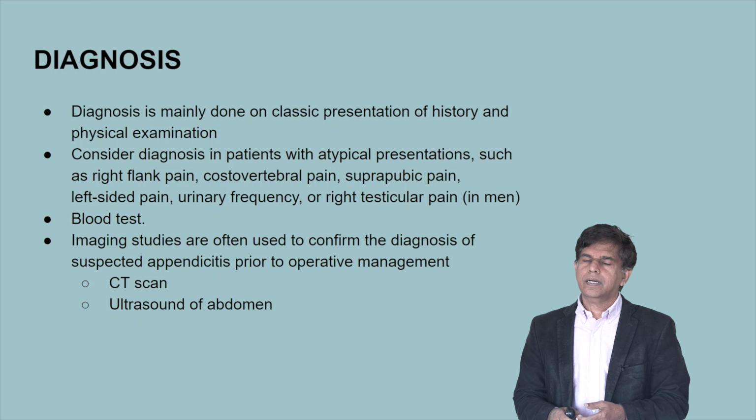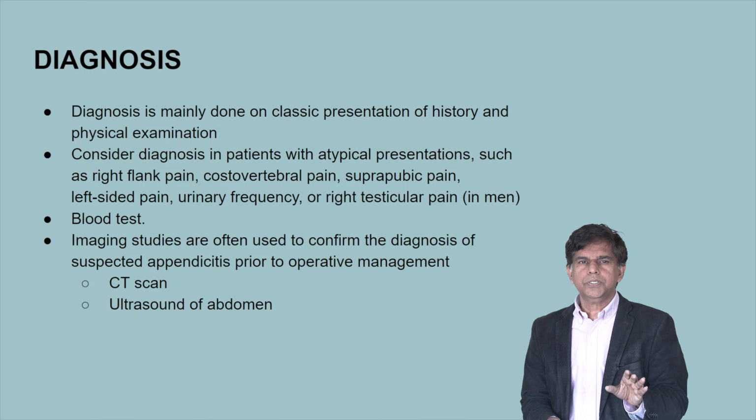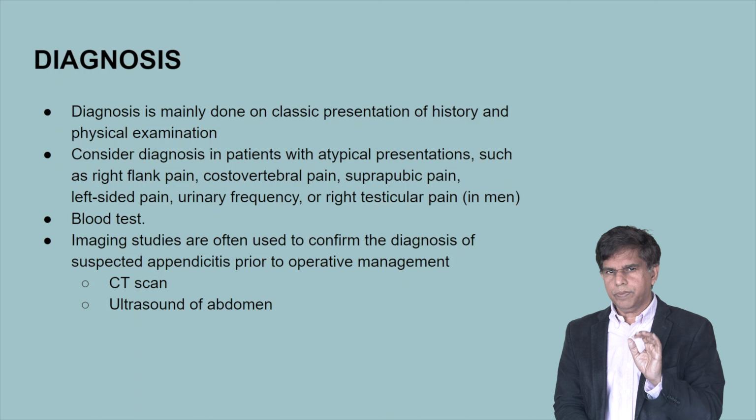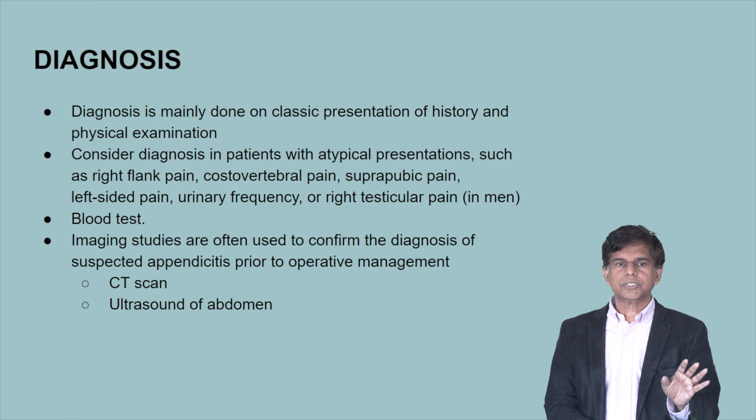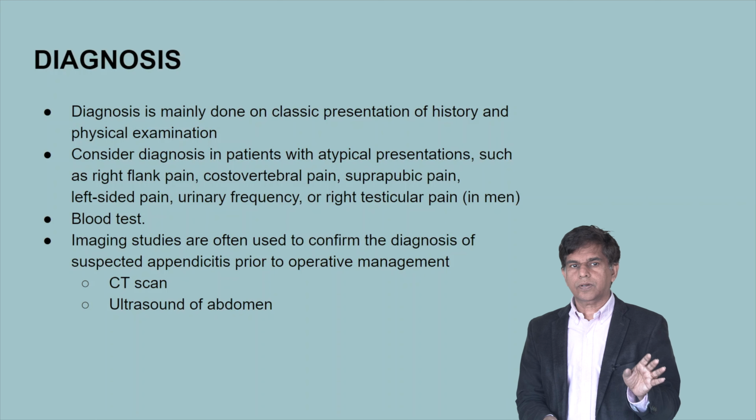And anything you can express in numbers means you know it very clearly. Okay, so the diagnosis is mainly by classic presentation of history and physical examination, all of the signs we talked about. You can do a blood test to see if there is leukocytosis. Then there are some imaging studies to confirm it. So we're going to go over all of it.